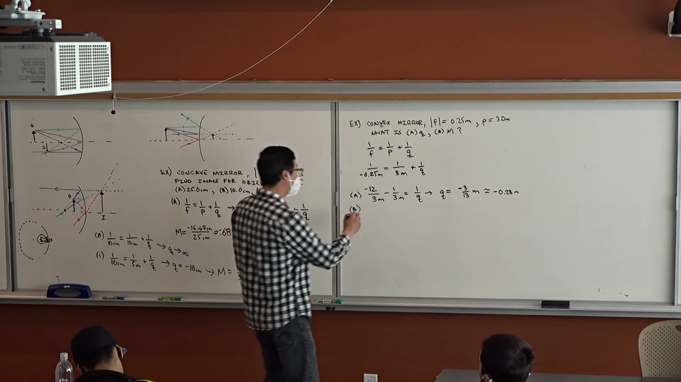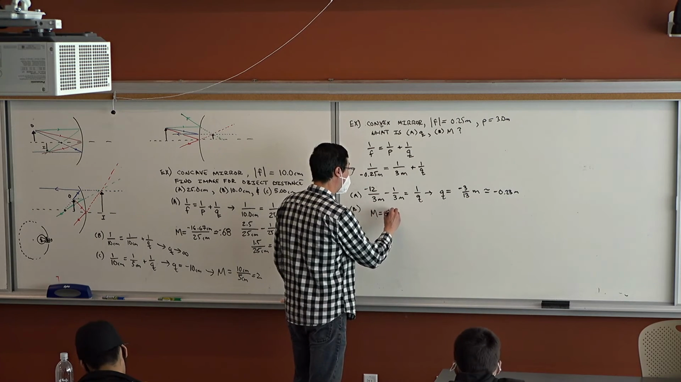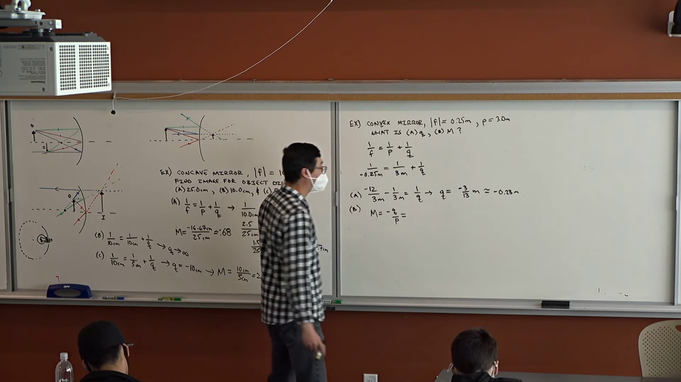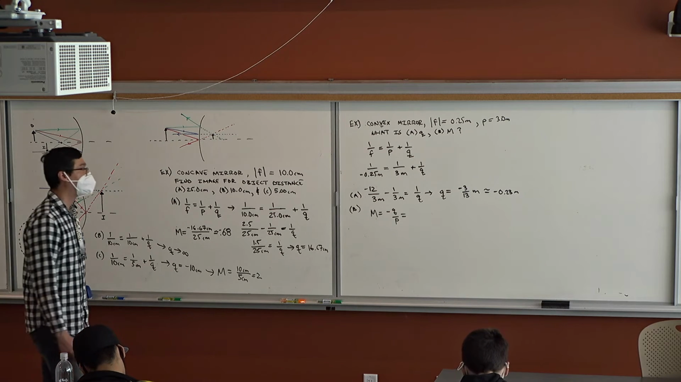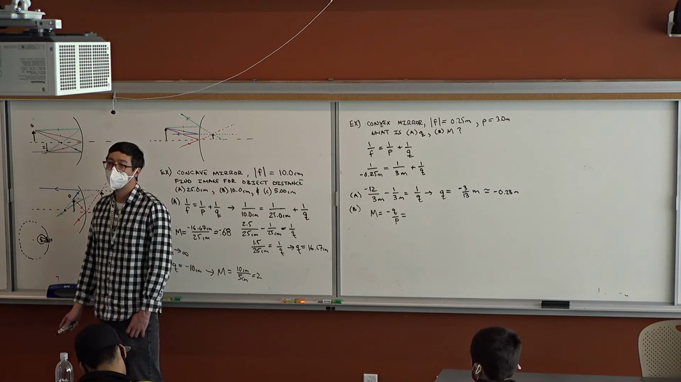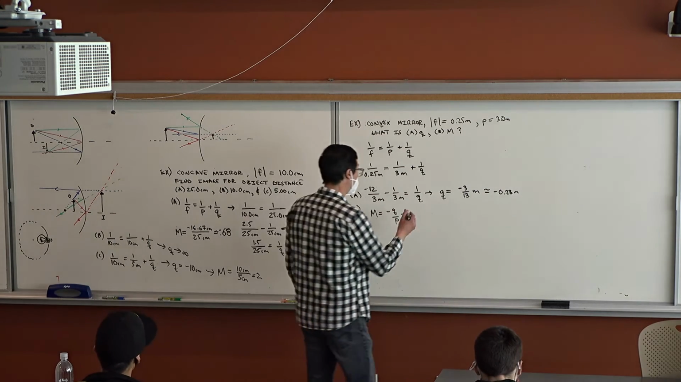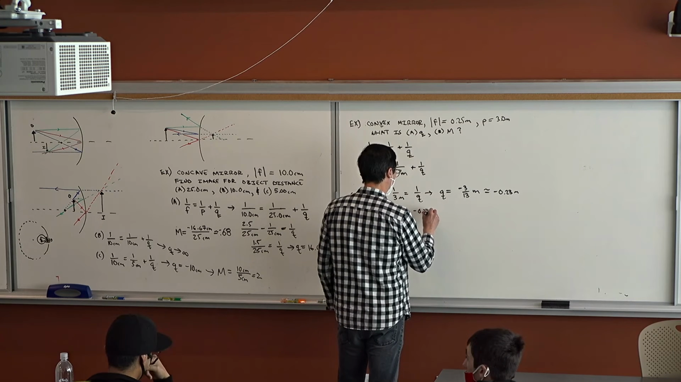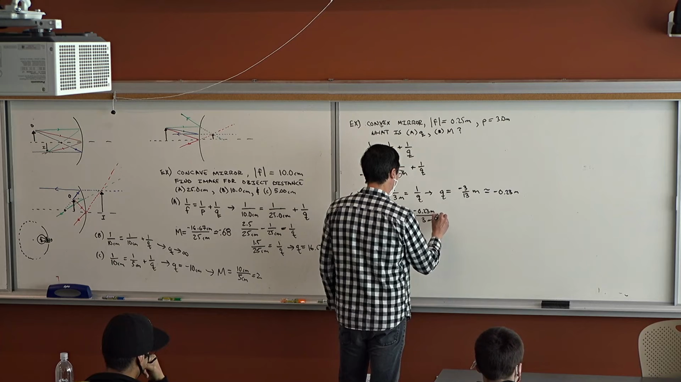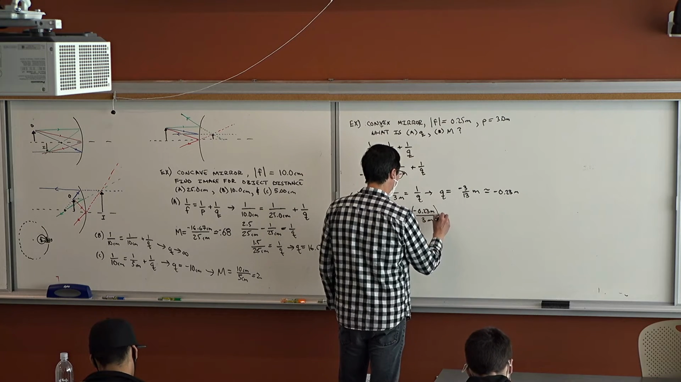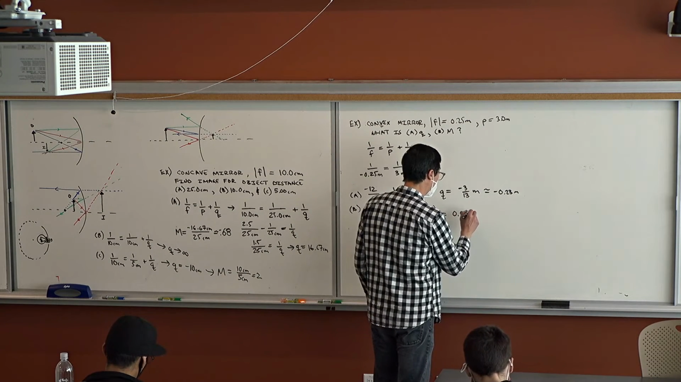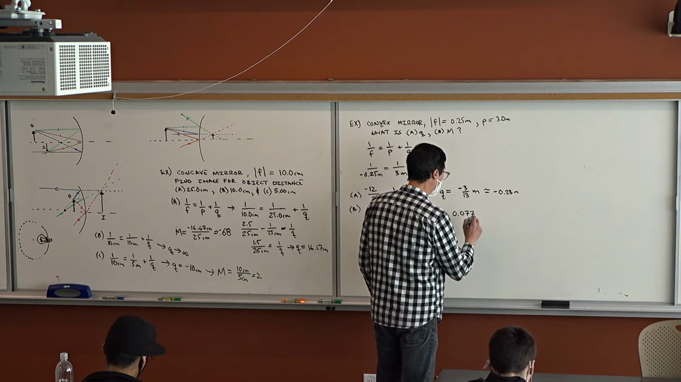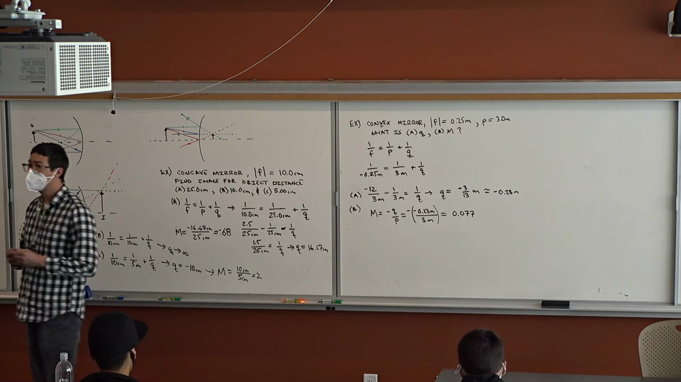How do we get to M again? M is minus q over p. Negative 0.23 over 3, and 0.277. What did you get? I apologize. 0.077. Yeah.